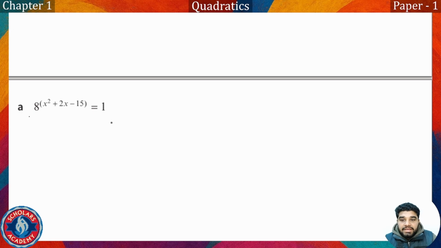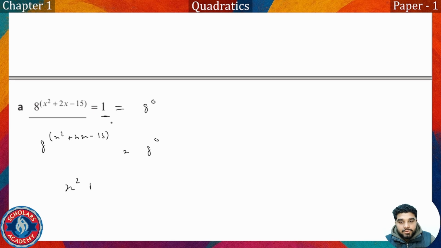Over here, we need to compare this particular equation with the right hand side. Now, 8 raised to power something is equal to 1. What we'll do, we can say this 1 to be 8 raised to power 0. Anything raised to power 0 is 1. So we have 8 on both sides, so 8 raised to x square plus 2x minus 15 is equal to 8 raised to power 0. The power should be same. It means we get x square plus 2x minus 15 is equal to 0.